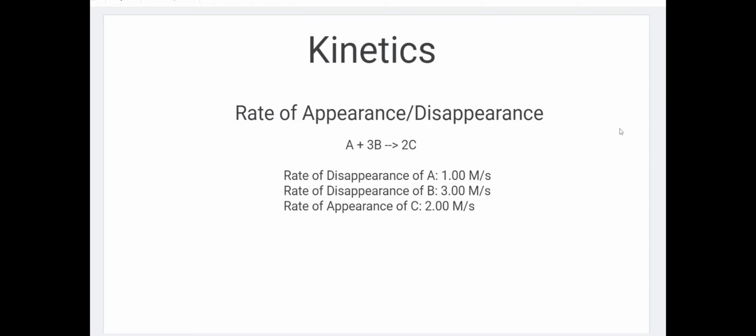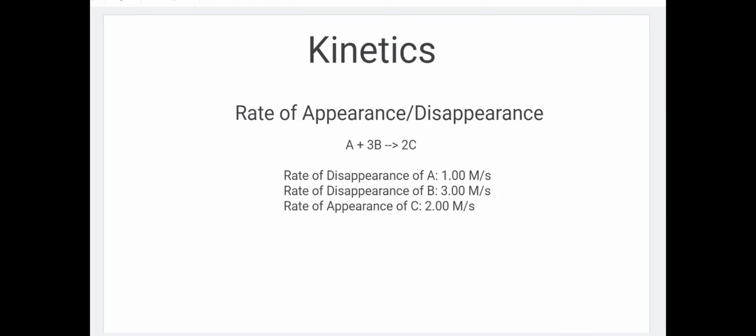So with this example reaction, A plus 3B yielding 2C, where A, B, and C would be compounds, obviously. A, with the stoichiometric coefficient of 1, let's say has a rate of disappearance of 1 molar per second. That would mean that since the stoichiometric coefficient of B is 3, the rate of disappearance of B would be 3 times the rate of disappearance of A. So in this case, it would be 3 molar per second. And since the coefficient of C is 2, it would be 2 times the rate of disappearance of A. And so the rate of appearance of C would be 2 molar per second.